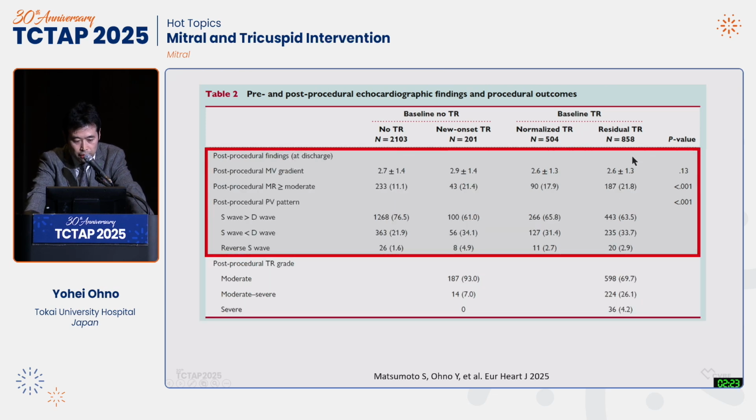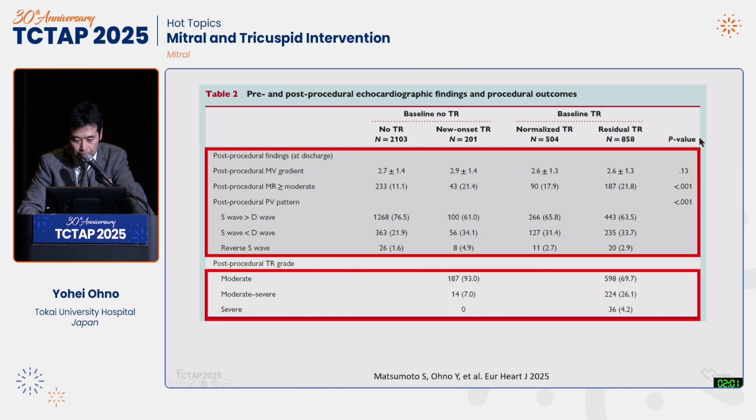Post-procedure findings are shown here. As for the post-procedure gradient, there was no significant difference. However, patients with residual MR, equal to or more than moderate, in the residual TR and new onset TR groups had a worse outcome.